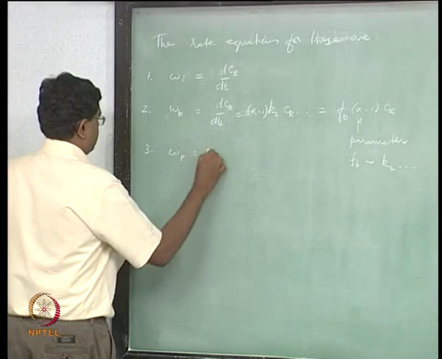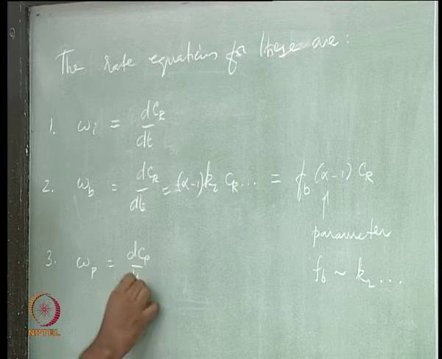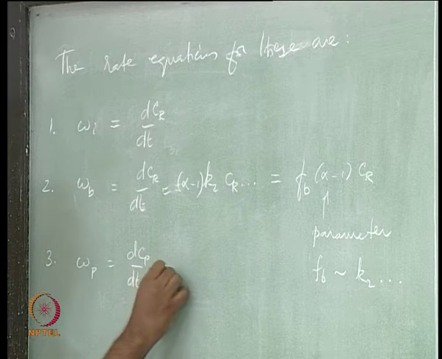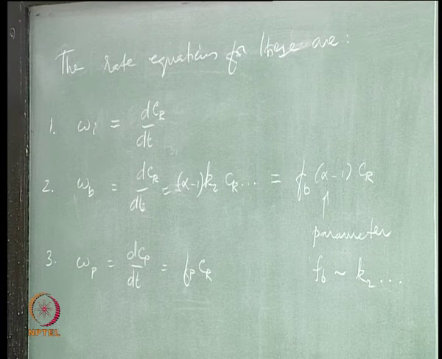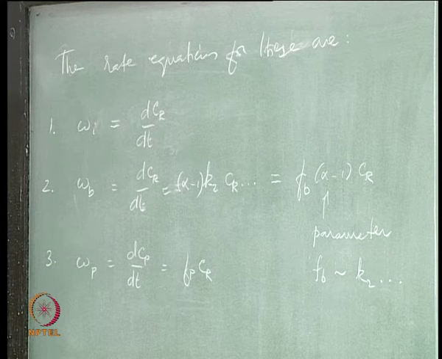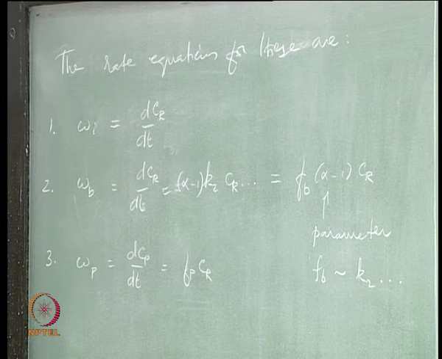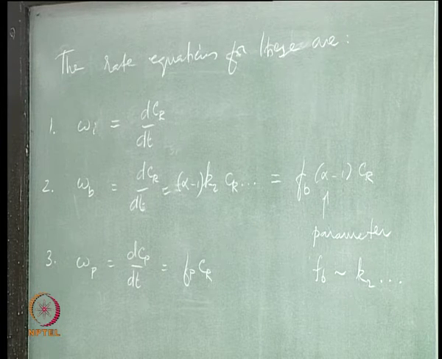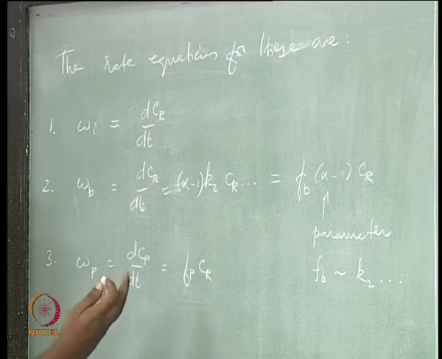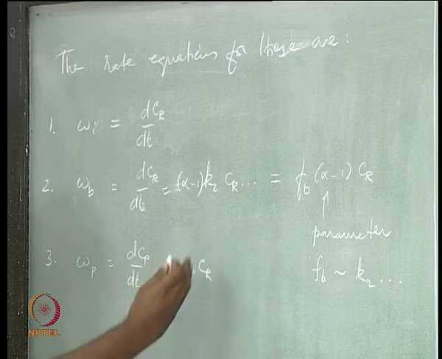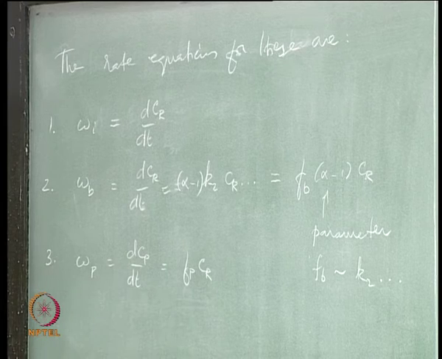The third step, this is dCp over dt, this is equal to FpCr, okay. Here the intermediates are neither getting produced nor consumed on the whole, but you could say that Fp is of the order of the same as K3, but you could have something hidden, right. So we just write F instead of K.